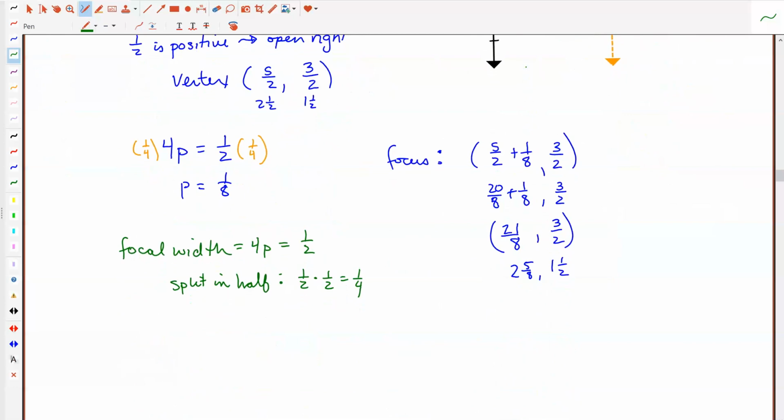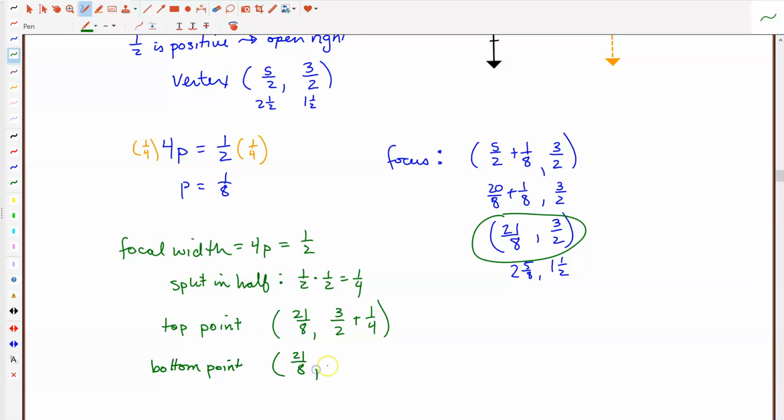So, come back down here, right? So that top point. So here's my focus, right? Okay, so all movement in the y direction, so the 21/8 will stay, and then the top point is going to be 3/2 plus 1/4, and that bottom point, again, x coordinate stays the same, then it's going to be 3/2 minus 1/4. Okay, so 3/2 plus 1/4, that's going to be 6/4 plus 1/4, so that's going to give me 7/4. And then the other point was 3/2 minus 1/4, so that's 6/4 minus 1/4, or 5/4.